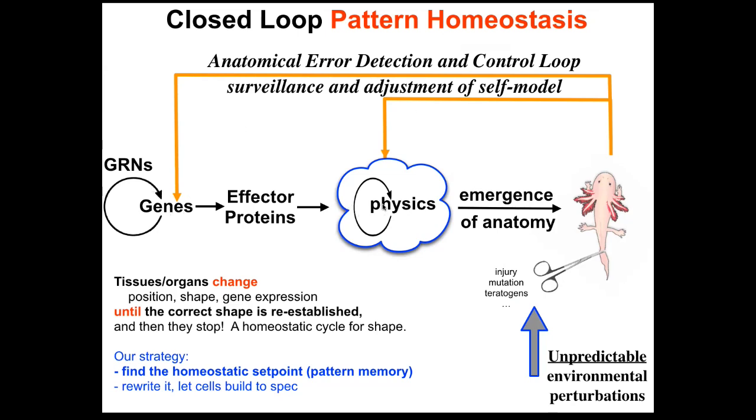So of course the genetics, but also the physics, works really hard to try to get back there. And this is not just injury, but it's also mutations. It's also teratogens. It's also many different things. So what we would like to know then is how does this work?